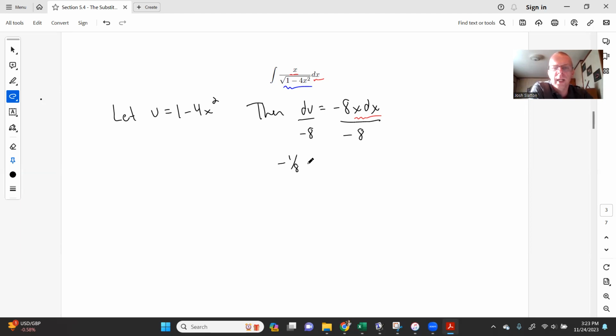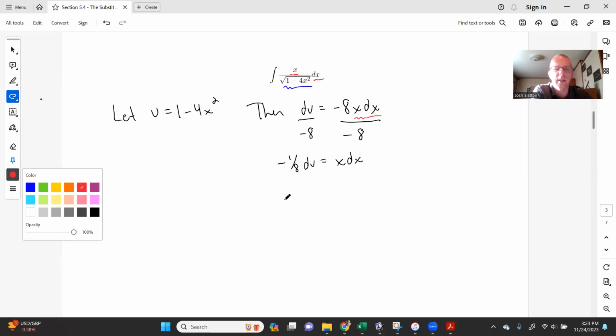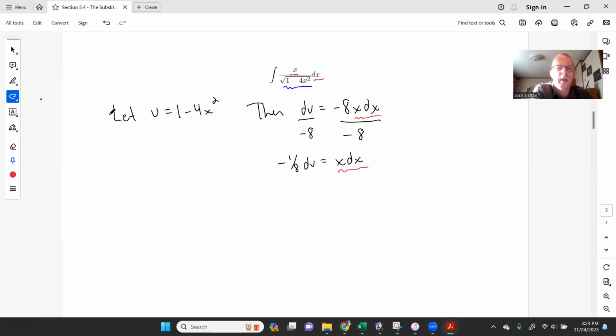And so we have negative 1/8 du equals x dx. All right, so there is our red part that we need. And there's our blue part, the 1 minus 4x squared. So let's do the substitution, and then we can integrate this. So x over square root 1 minus 4x squared dx integral.